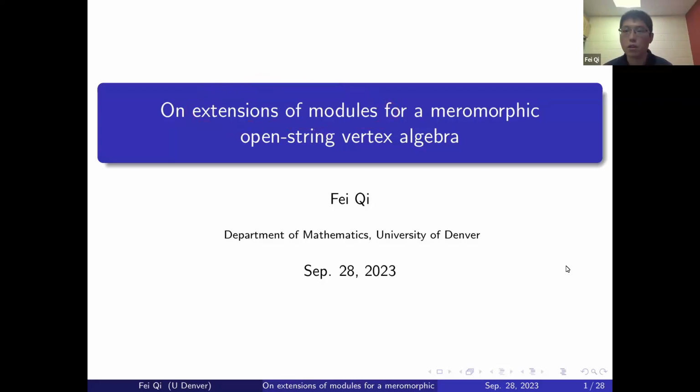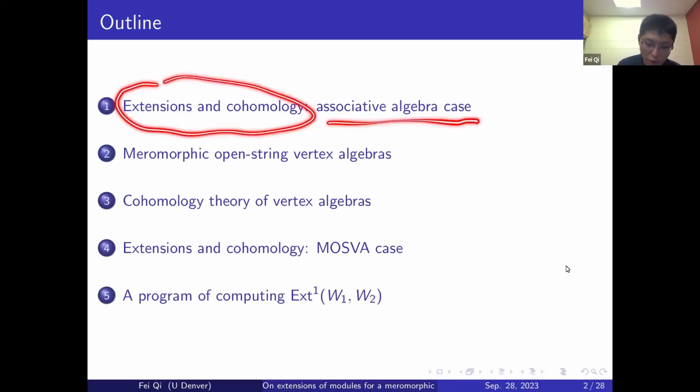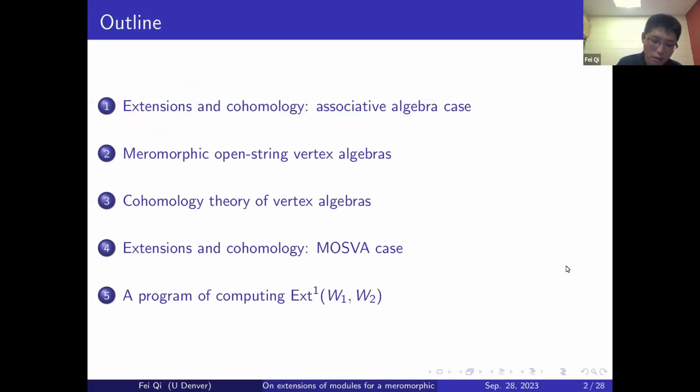As you all know, vertex algebras can be considered as analogs of associative algebras, or in particular commutative associative algebras. So let's first revisit the notions in an associative algebra. I will start with the extension and cohomology for the associative algebra case. Then I will tell you what a meromorphic open string vertex algebra is and what their cohomology theory is.